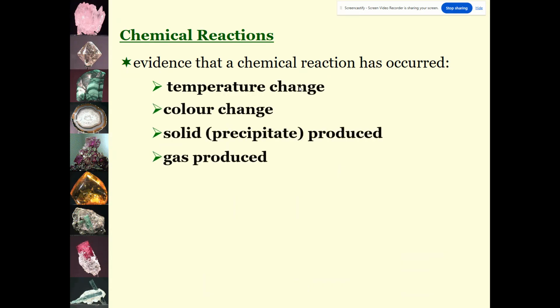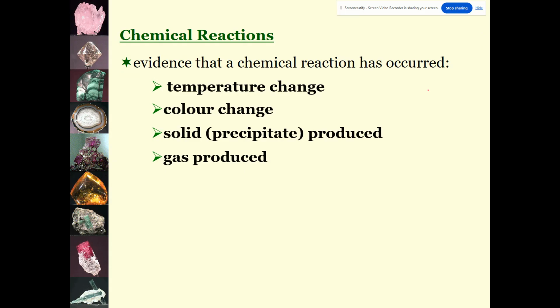So what are some evidence or observations you can make that a chemical reaction has taken place when you mix things together? There could be a temperature change, so it feels hot or cool. There could be a color change, meaning maybe you had two solutions that are colorless and then all of a sudden it turned a bright yellow. A solid precipitate could be produced.